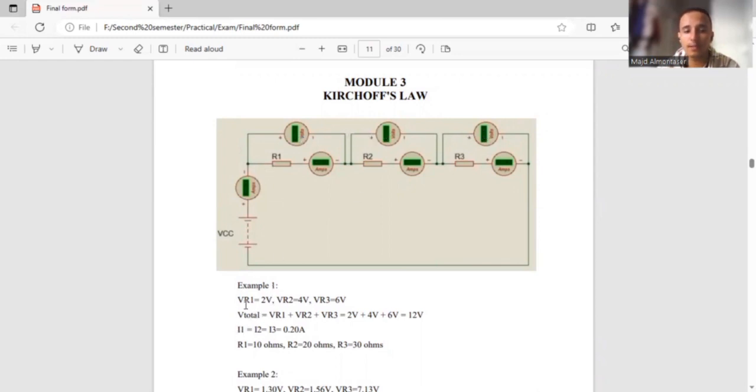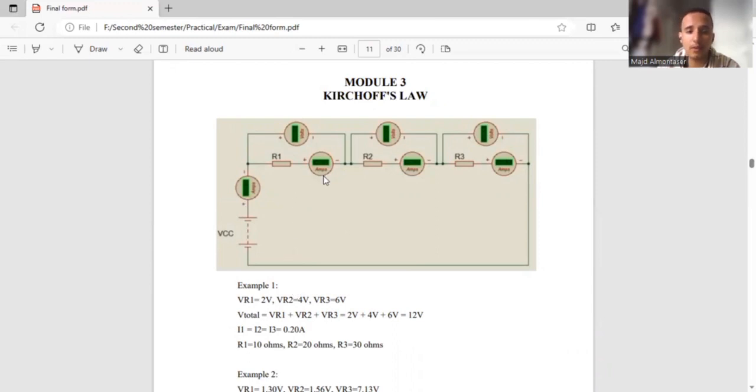Each one of them has their own value, like we call them VR1. This is VR1. This is VR2. VR1 equals 2 volts. VR2 equals 4 volts. VR3 equals 6 volts. The V total, which is the total of them, we calculate by adding everything. It will be 2 plus 4 plus 6 equals 12 volts.